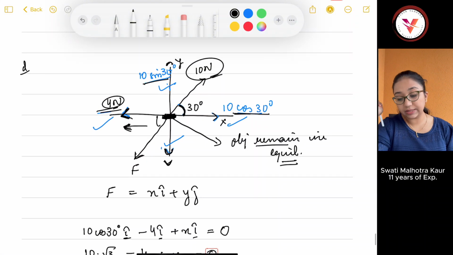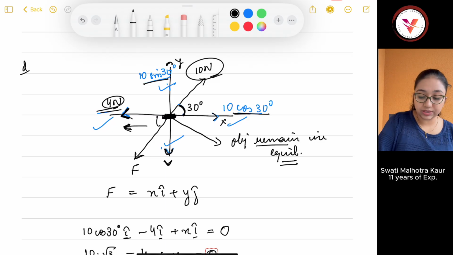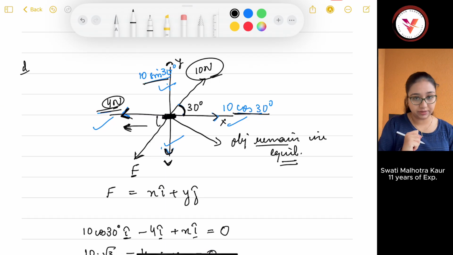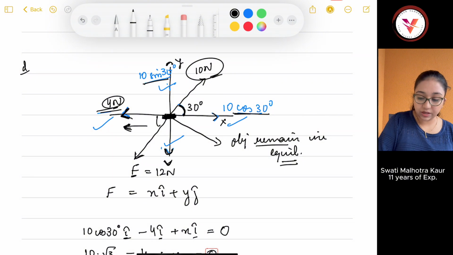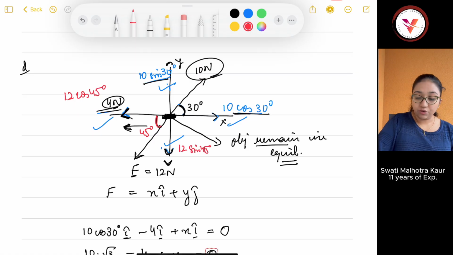Now, if they ask that it is not in equilibrium, what is the net force? And this force also has some value. Let's take it to be 12 Newton, and it makes an angle here. This angle to be, let's say, 45 degree. Then what you will do, you have to resolve that also. That is 12 cos 45 degree here, and here it becomes 12 sine 45 degree. And along x-axis, it would be what?